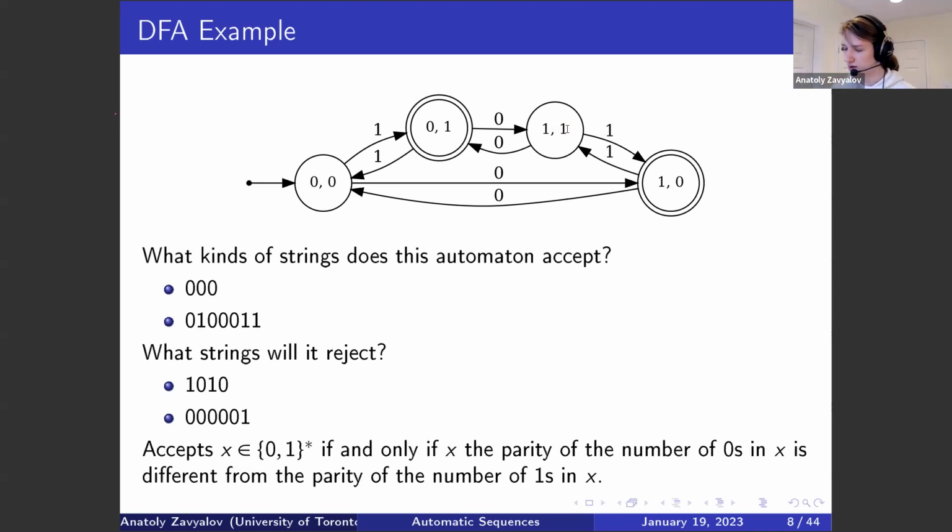And if you think about it, you can see that whenever we add a 1, the second number gets flipped. And whenever we see a 0, the first number gets flipped. So we're really counting the parities of the number of zeros and the number of ones we see in the string. And a word is accepted if and only if the parity of the ones and zeros doesn't match up.